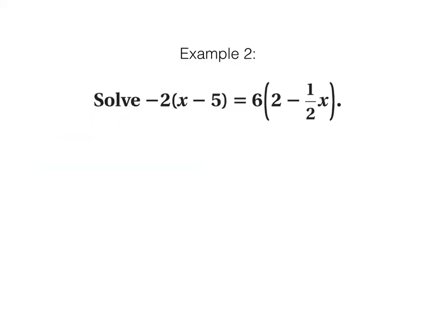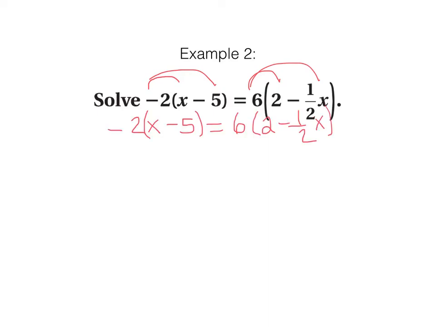Let's try this example. To solve this problem, we are going to need to use the distributive property on both sides of the equation. Copy the problem and then use the distributive property on both sides. Then play the movie again so that you can see if you got the problem correct or not. Pause the movie now. Let's see how you did.